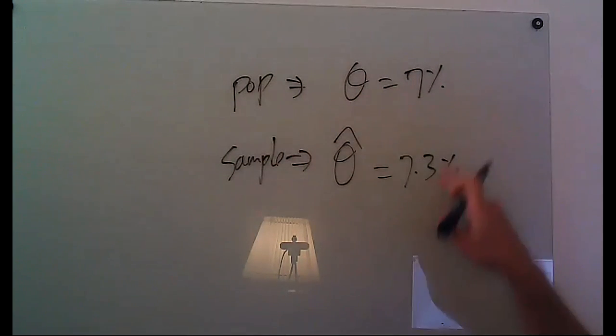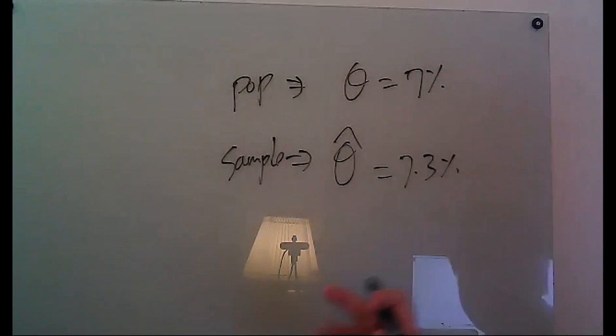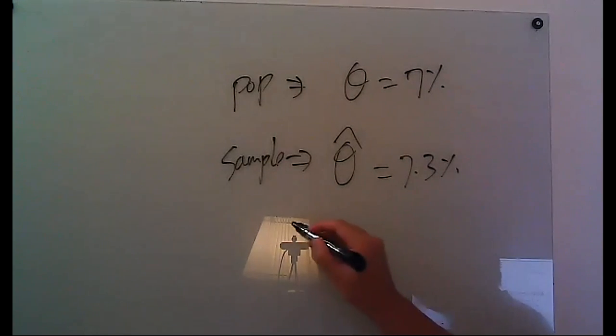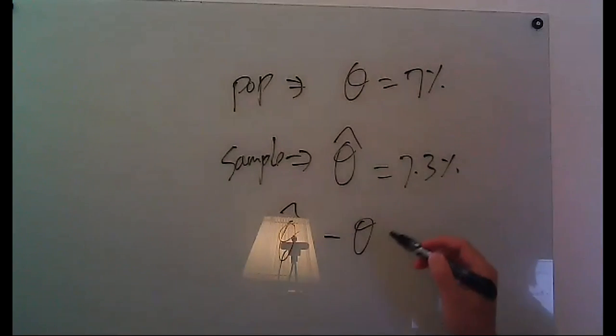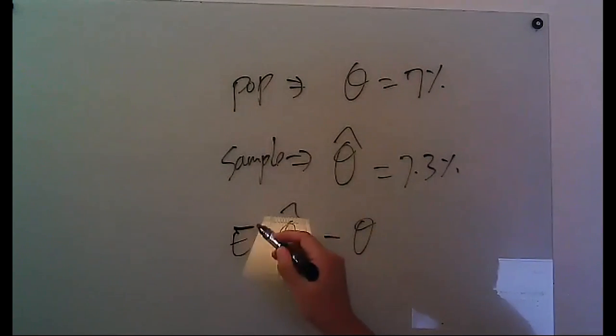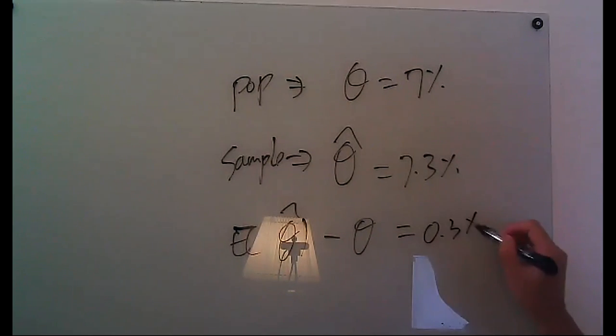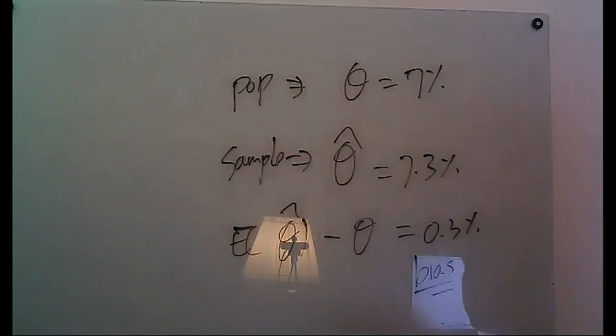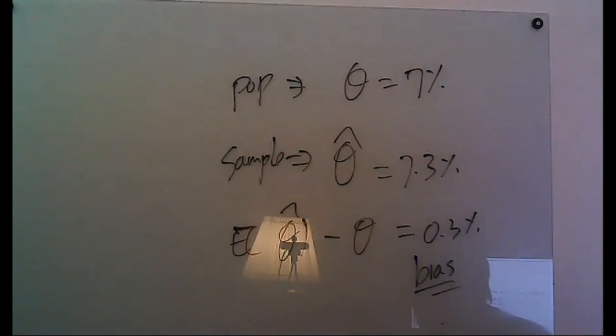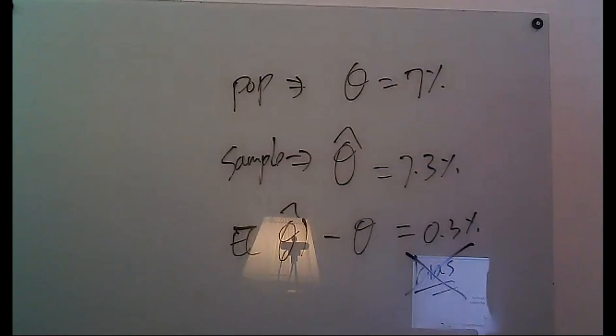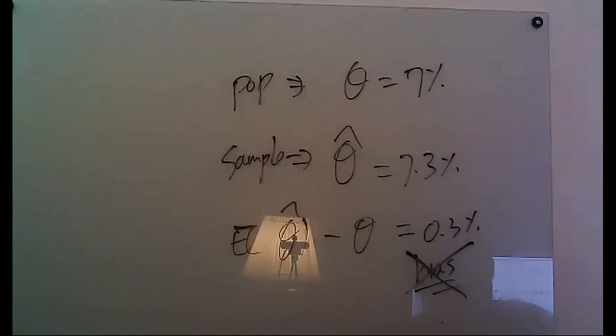But what is the bias here? Bias is always theta hat minus theta, or we usually say the expected value of this minus this, which is basically 0.3%. This is a bias. So why is this important? Because we don't want to have any bias in our estimation, because bias creates error. So we never want that to happen.